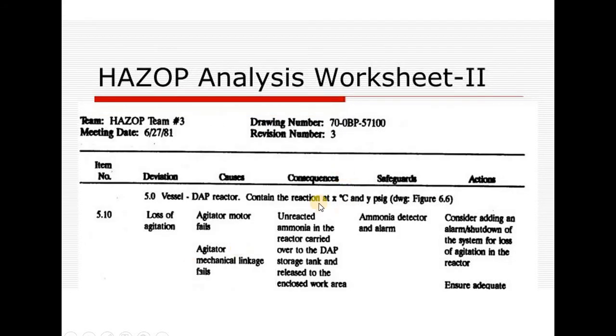You see how beautiful that is? And I know that if you think of the dose index, you feel, oh my God, that was complicated. There are different ways of looking at things, but this is the standard way that I'm trying to explain here. For example, the vessel, the DAP reactor, contains the reaction at a certain temperature in degrees centigrade and pressure in PSI. Loss of agitation: there's no agitation. The agitator motor fails, or the mechanical linkage fails.